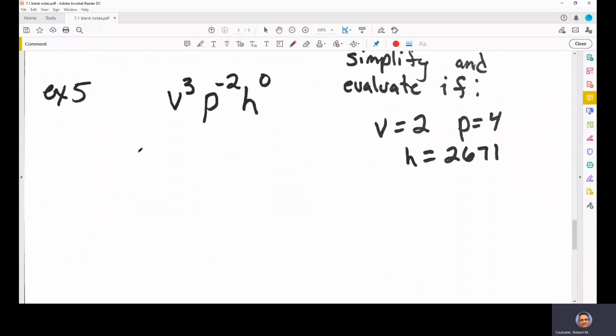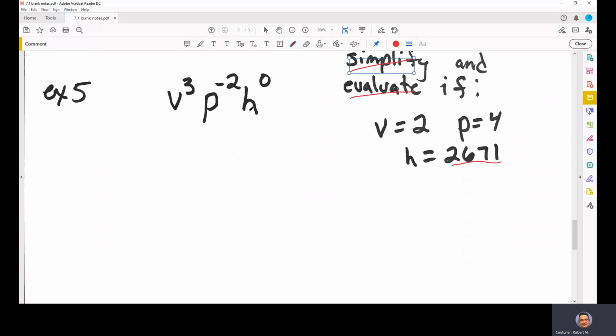Here comes one, and we have, again, 3 variables. We're including the 0 power rule, the negative power rule, and it says simplify and evaluate. And it gives us values for each of our things. When v is 2, when p is 4, when h is 2,671. That's a huge number. Whew. I hope we can do that. Let's slowly break this apart.